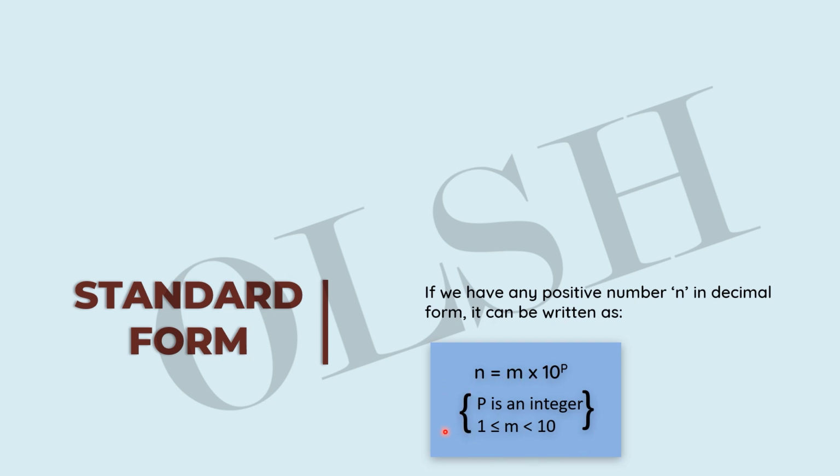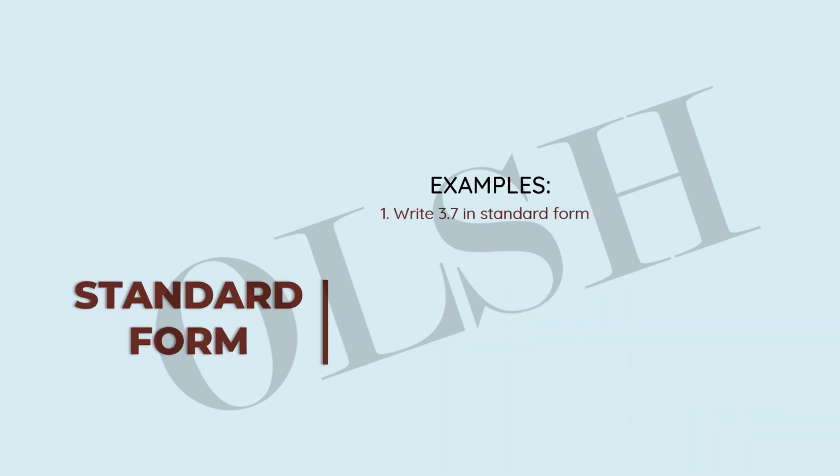Okay, so once you have a number in this form, m times 10 raised to power p, and it meets this criteria, what you have then is your number in standard form. Okay, so let's look at the first example. Write 3.7 in standard form. Alright, so our n here is 3.7, and we're about to give it the form of m times 10 raised to the power p. Okay, so we remember the two criteria that our standard form is supposed to meet. So first of all, we have to find m.